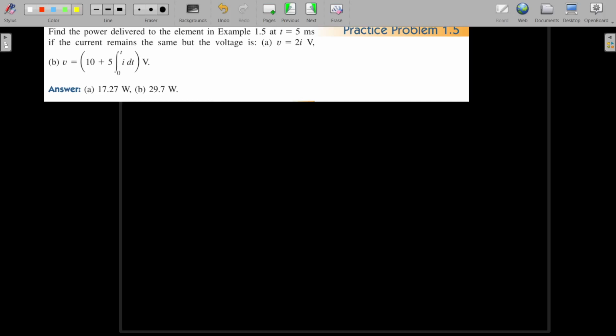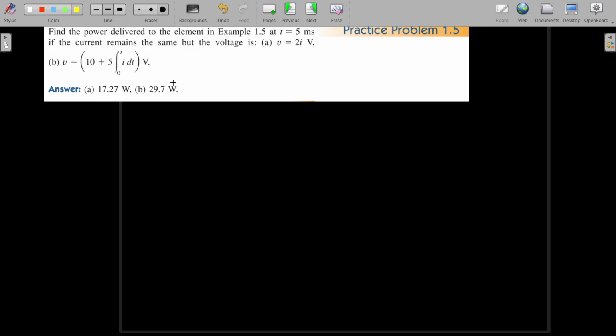Hello everybody. Today we are going to solve a problem from Fundamentals of Electric Circuits by Alexander and Sadiku's 5th edition. This is practice problem 1.5 and the question is to find the power delivered to the element in example 1.5 at t equal to 5 millisecond if the current remains the same but the voltage is (a) V equal to 2I and (b) V equal to 10 plus 5 times the integral from 0 to t of I dt volts.